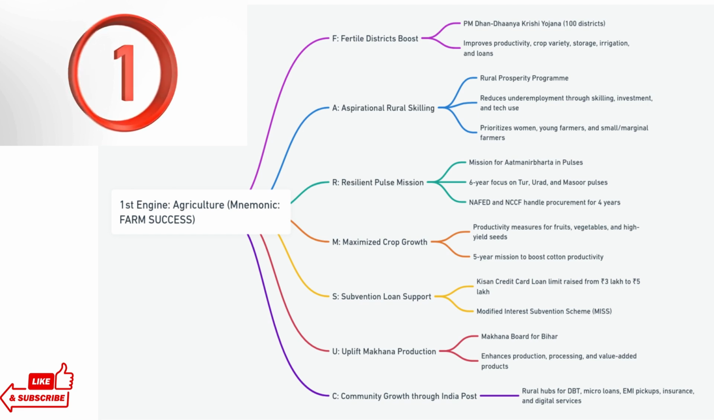The Rural Prosperity Program is here to address underemployment in rural areas. The plan? Skilling rural youth, promoting investments, and integrating modern tech. Women, young farmers, and marginal farmers will be prioritized. Rural areas को सिर्फ फार्मिंग तक नहीं, एक कॉम्प्रिहेंसिव इकोनॉमिक हब बनाया जाएगा.